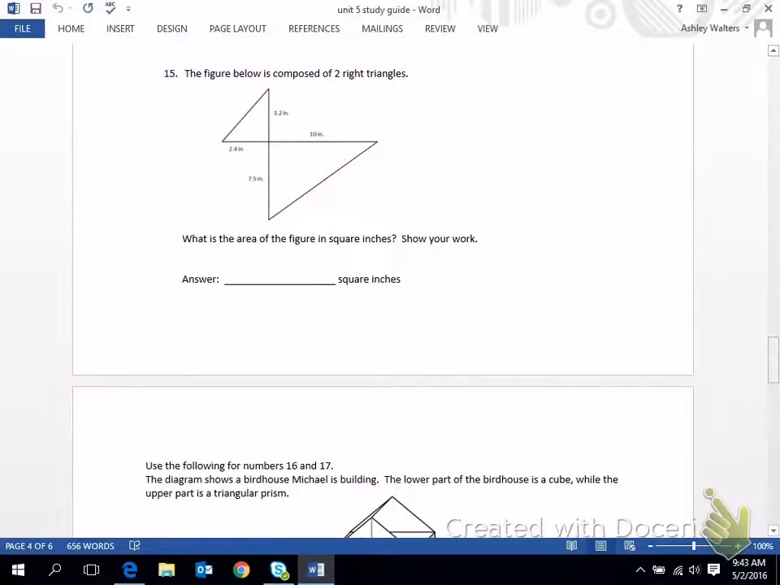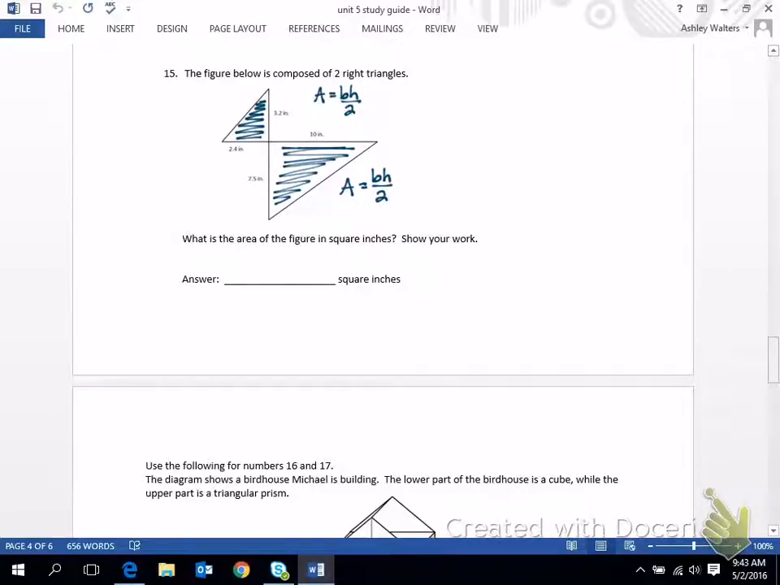Number 15 says the figure below is composed of two right triangles. We want to know what is the area of the figure in square inches and show your work. So the figure has an area in this triangle and an area in this triangle as well. The area formula for a triangle we know is base times height divided by 2. So we will do that twice and then combine our answers for the composed picture.